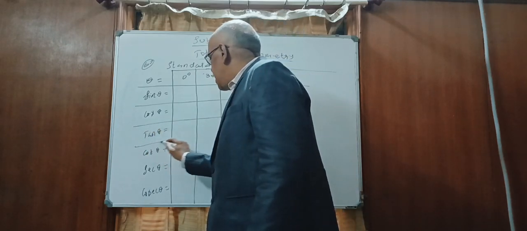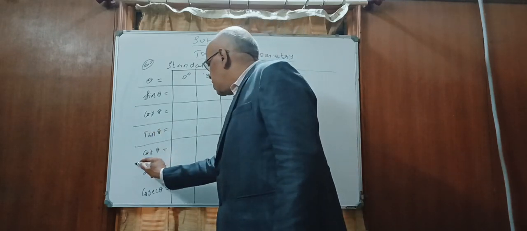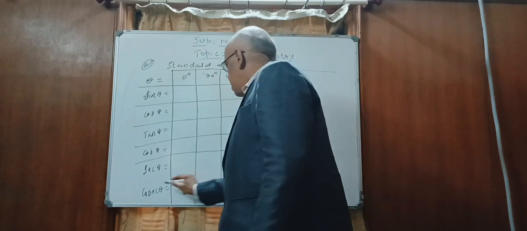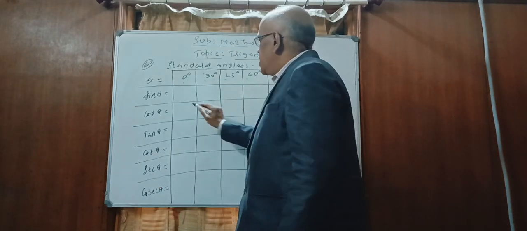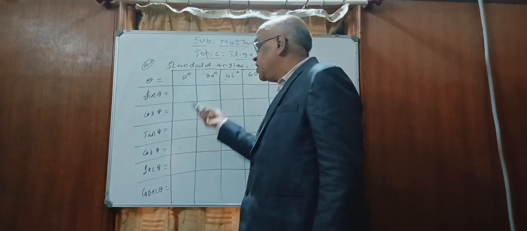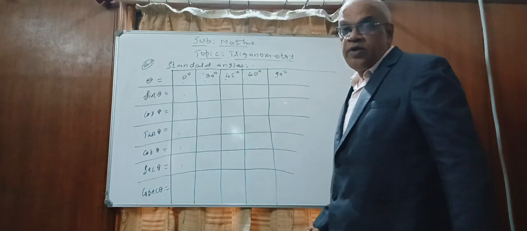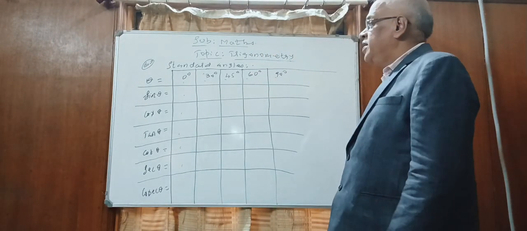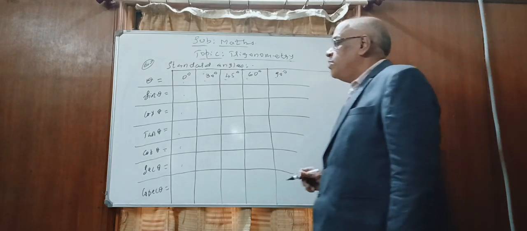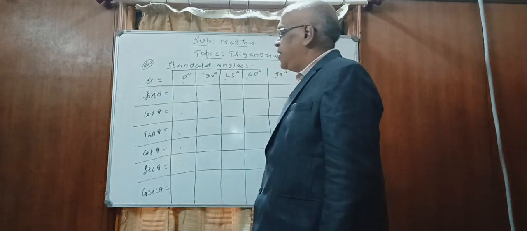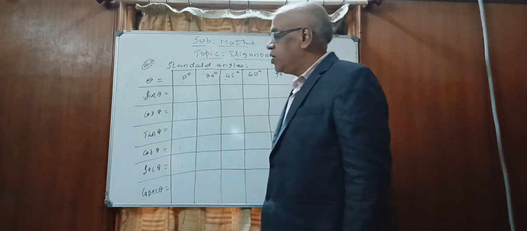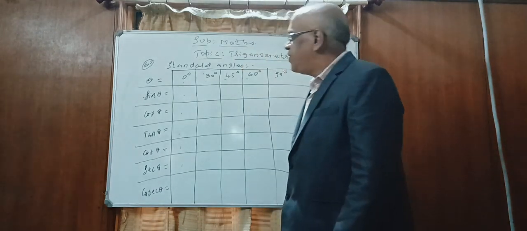Many students tell me, sir, it's very difficult to remember. My God, such a big table. 1, 2, 3, 4, 5, 6. Six fives are 30 values, very difficult to remember. Dear student, you will be surprised. You have to remember only 50%. 50%: sin, cos, tan. Many students say still difficult, sir.